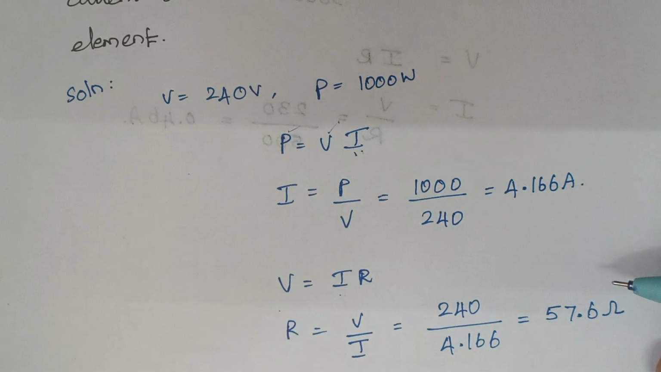Right. So here in this problem we have calculated the value of current and the value of the resistance. So always you should write the units then and there. So keep that in mind.